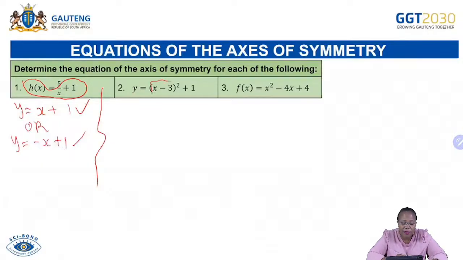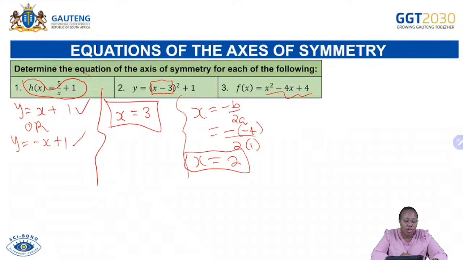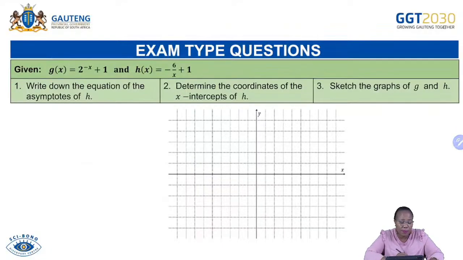For this one, the axis of symmetry depends on the x turning point. So then the axis of symmetry will be x equal to 3. That's it. And also for this one, we are depending on the x turning point. Then it will be minus b over 2a. What is b? b is -4, over 2. What is a? It is 1. Then it will be 4 over 2, which is 2. x equal to 2 is the equation of the axis of symmetry. It's only the hyperbola that is having 2 of them. So the axis of symmetry will be asked on a parabola and a hyperbola.